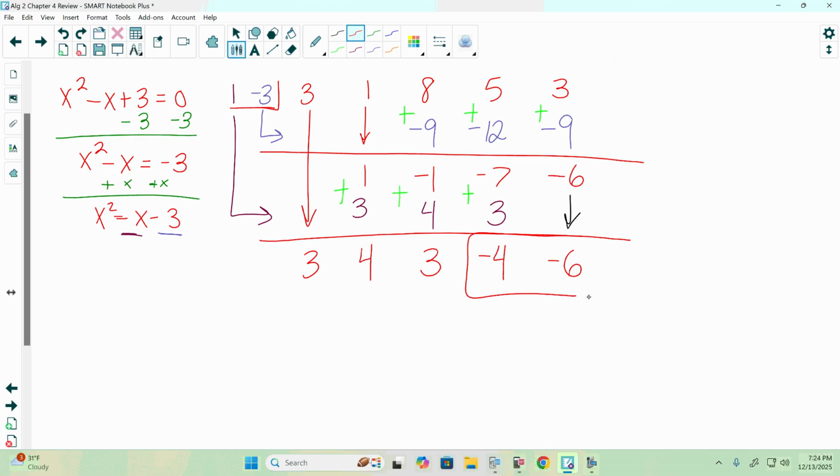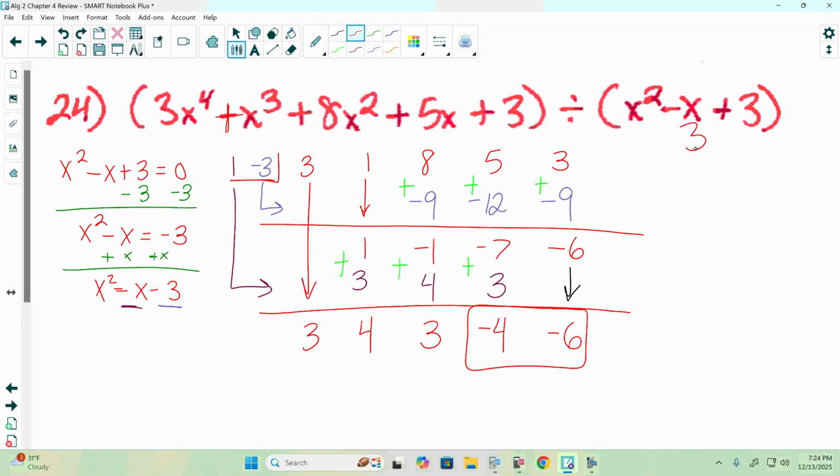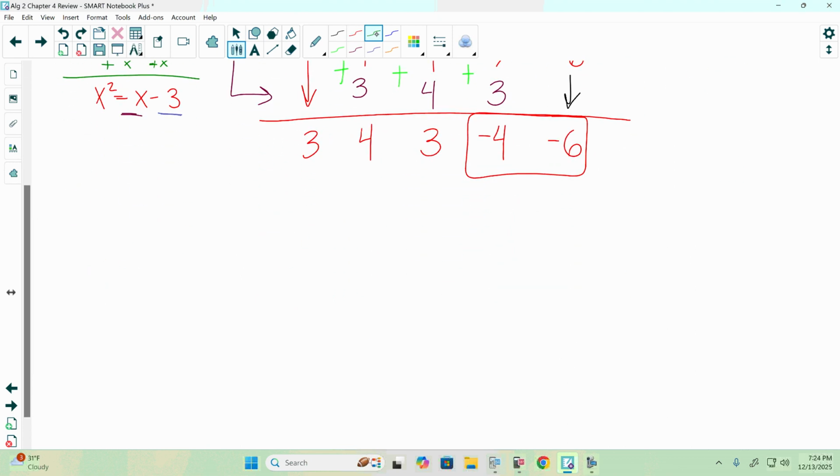Now, the last two numbers are our remainder. Dividing by 3 terms, so the remainder should have 2 terms. So our negative 4 and negative 6 are a part of the remainder. Negative 6 is our constant term for the remainder. Negative 4 is our term with x in the remainder. Outside the remainder, 3 is our constant term. 4 is our term with x. 3 is our term with x squared.